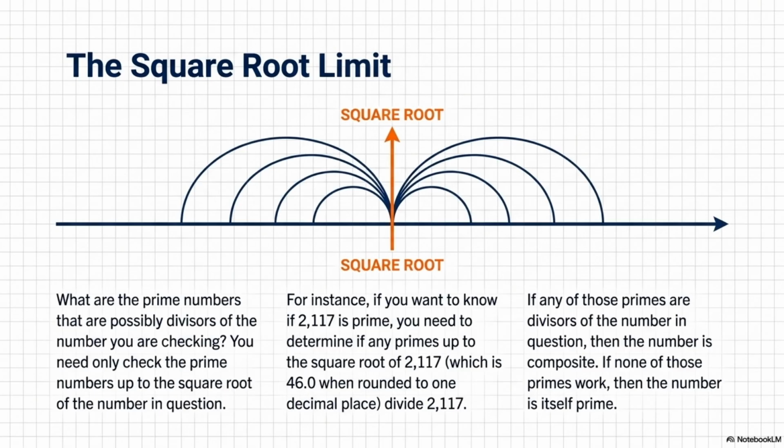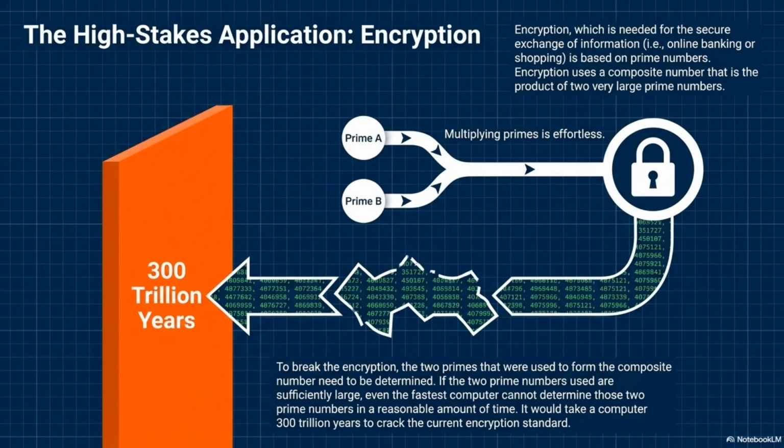But here's where it gets really interesting. Because we need that efficiency. Finding giant prime numbers is an absolute obsession in the modern world. Section 3.1 pivots here into the application of primes and encryption. High-stakes stuff. Yeah, every single time you buy something online or send a secure message, your privacy relies on composite numbers made from multiplying 2 incredibly massive prime numbers together. That's the bedrock of digital security.